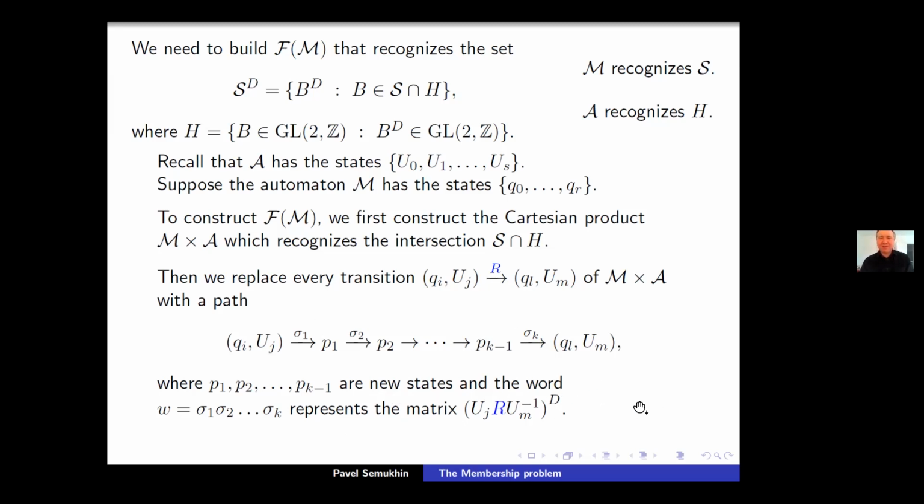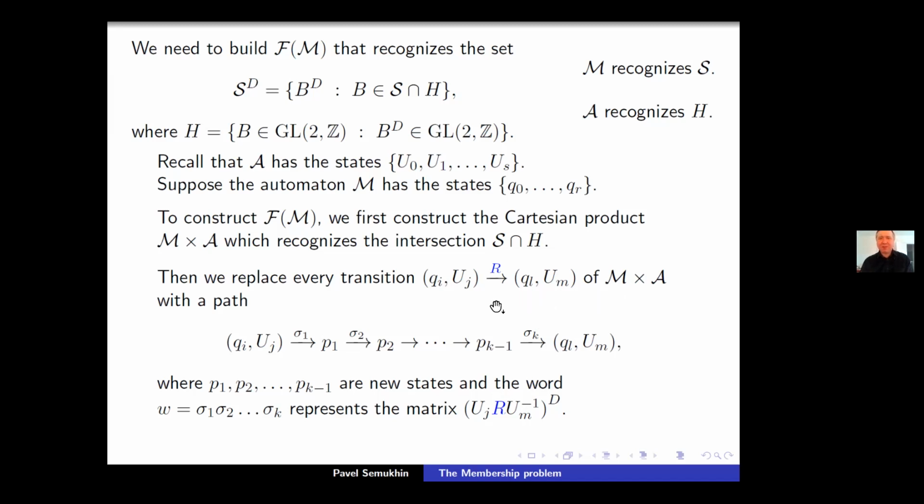Okay, so now this is how our construction looks. And note that this construction doesn't really depend on Qi and Ql, right? Because when we do this replacement, we only use these matrices uj and um. So in a sense, this construction is applied only to the automaton A, and then it's simply extended to the whole automaton using this Cartesian product construction.